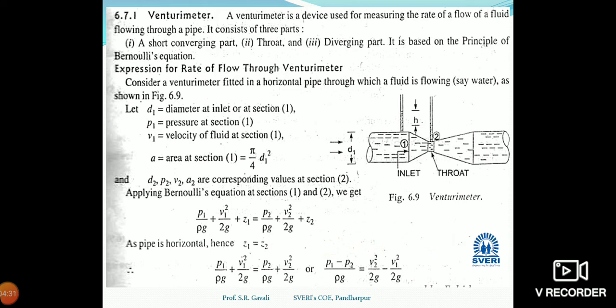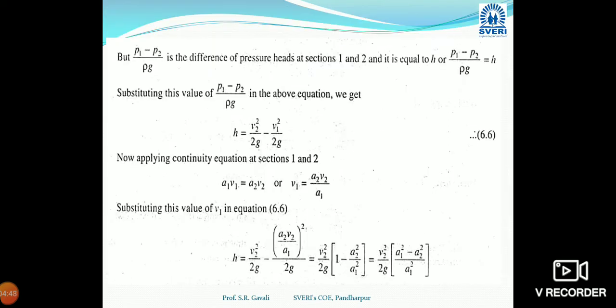But what is this P1 minus P2 upon rho g? If you connect a differential manometer here, the pressure head difference between P1 upon rho g and P2 upon rho g is nothing but H, which we can get with the help of the differential manometer. Therefore we put the value H is equal to V2 square minus V1 square divided by 2g.